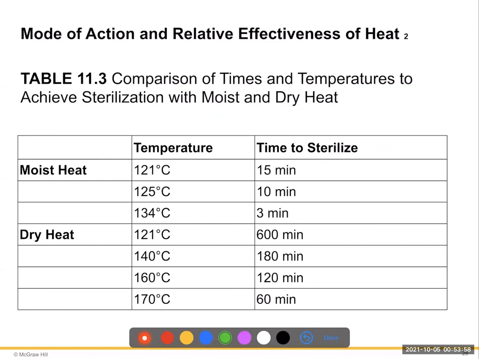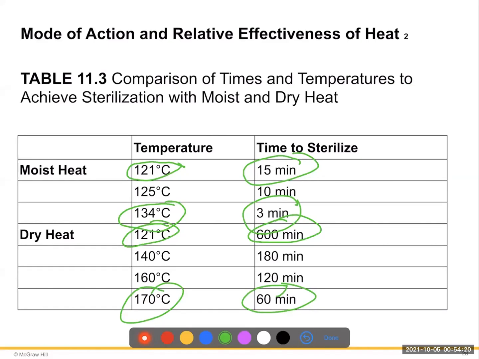Okay. Moist heat at 121 degrees takes 15 minutes to sterilize. At 134 degrees, it only takes 3 minutes to sterilize. Dry heat at 121 degrees takes 600 minutes to sterilize. At 170 degrees, it takes 60 minutes. So you have a dry heat sterilizer. You're not going to be in the hospital running it for 600 minutes. That's not cost effective. You get to 170 degrees and run it for 60 minutes.